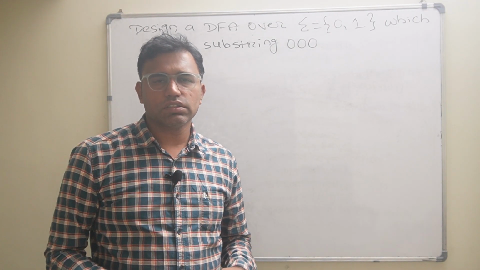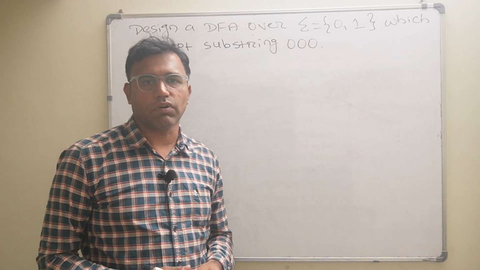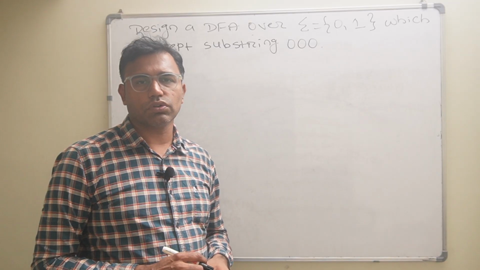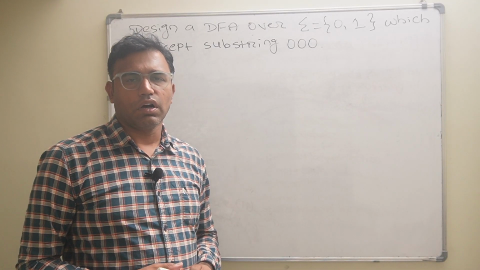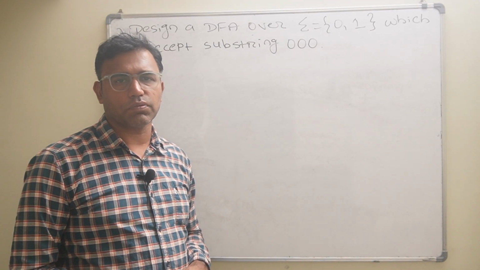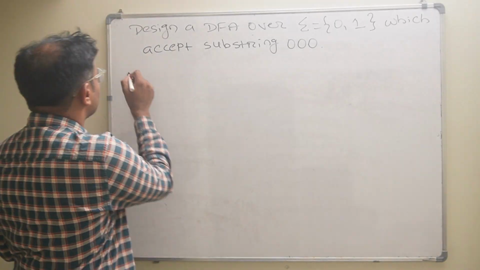Hello, in this video we'll see construction of DFA over input symbols 0, 1 which accepts the substring 000. So in this video we have to construct the DFA which will accept the substring 000. Before construction of the DFA, first of all we'll write down the possible set generated by this language.